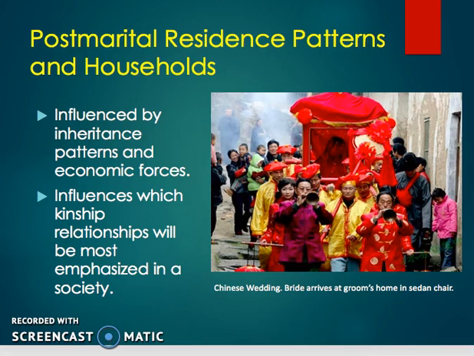Let's shift to post-marital residence patterns in households. Residence is culturally shaped by inheritance patterns and economic forces. It influences which kinship relationships will be most emphasized in a society. If, as a male, you and your wife live within your father's household after marriage, you will tend to emphasize paternal kinship. In the U.S., where we tend to establish independent households after marriage, we emphasize the nuclear family.